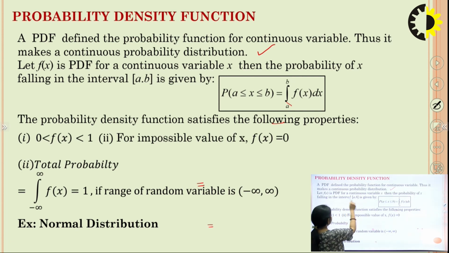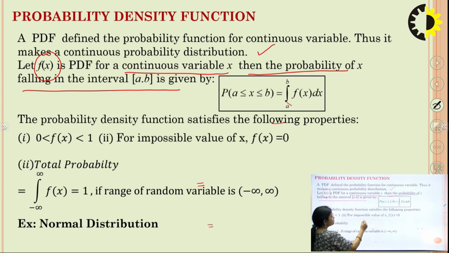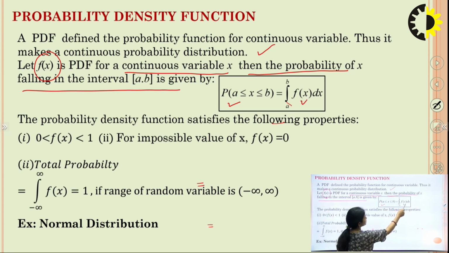Now see, if we can derive, or we are given, or we know a probability function denoted by f(x) for a continuous random variable x, then we can find the probability of x falling in the interval a and b. How? We can find this probability of x lying in the interval a and b by applying the integral on the probability function in the interval a and b. Means just we have to find the integration of f(x), the probability function, in the interval a and b.